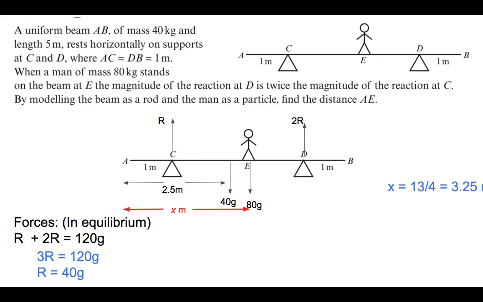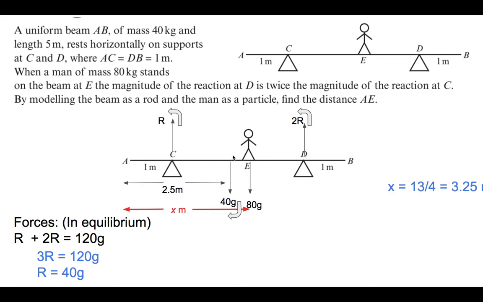If we now start to consider the moments, and again I'm going to do this from A, think about the directions now. If I had this reaction force here, this would be anti-clockwise. If I imagine I'm pulling it up and thinking about where it would go, it would give me an anti-clockwise movement in that direction. And the 2R as well, if I was to do the same thing there, it would give me an anti-clockwise movement. If I was to pull down on that beam though, then that would move me in this direction. So both this 40G and 80G force would move me in this direction.